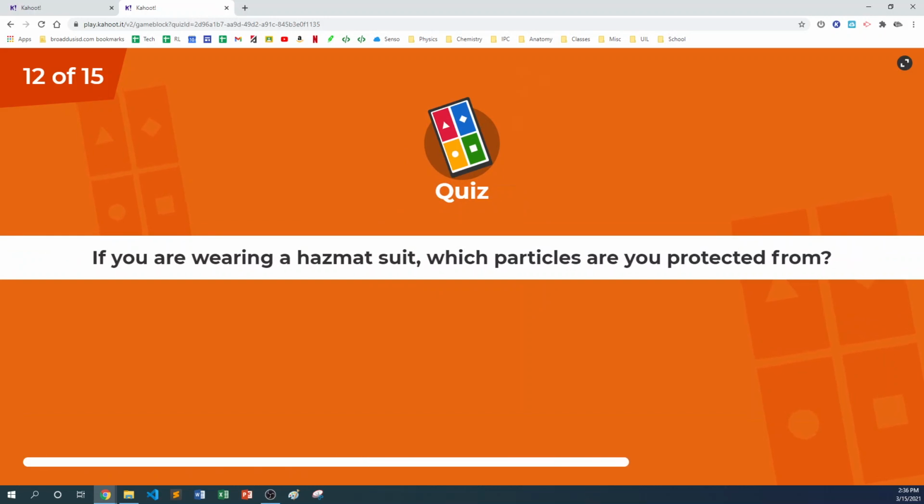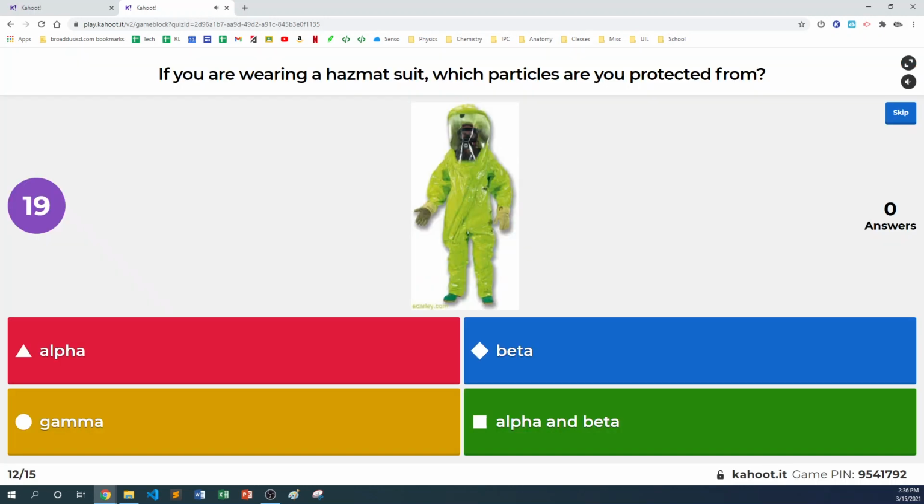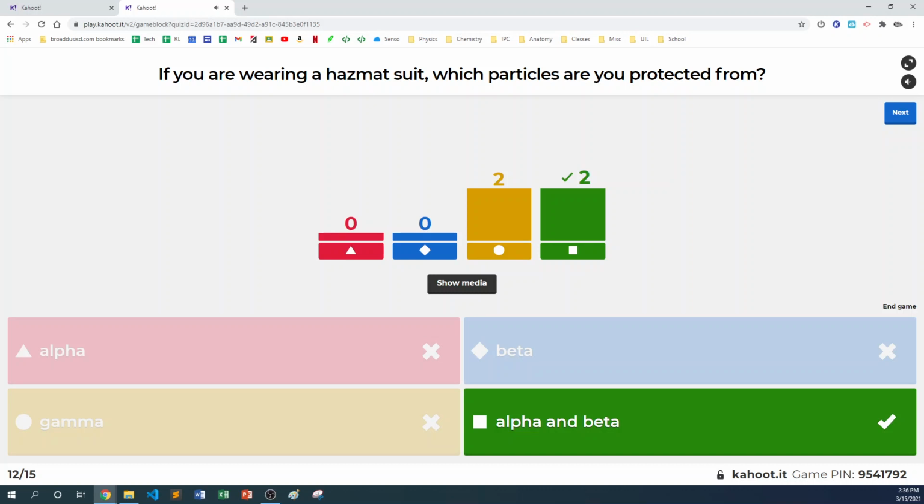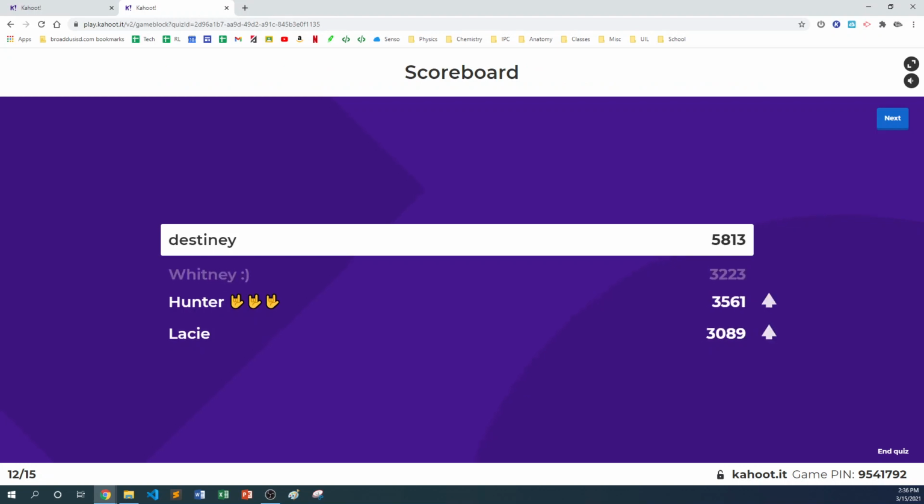If you are wearing a hazmat suit, which particles are you protected from? Alpha and beta. You need several feet of concrete or several inches of lead. I thought it was gamma because they have like the biggest waves, like, out in the world.